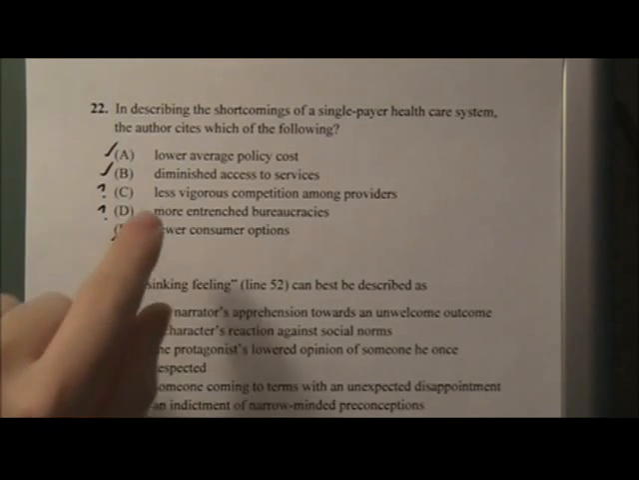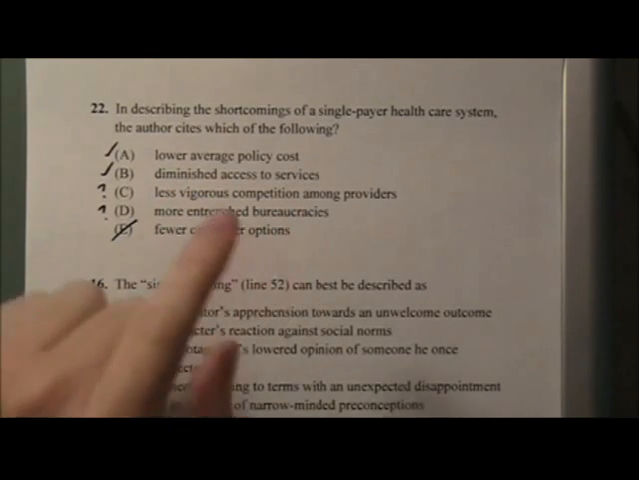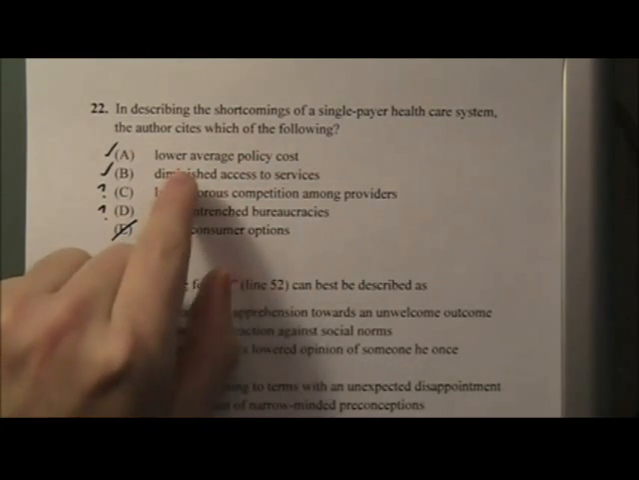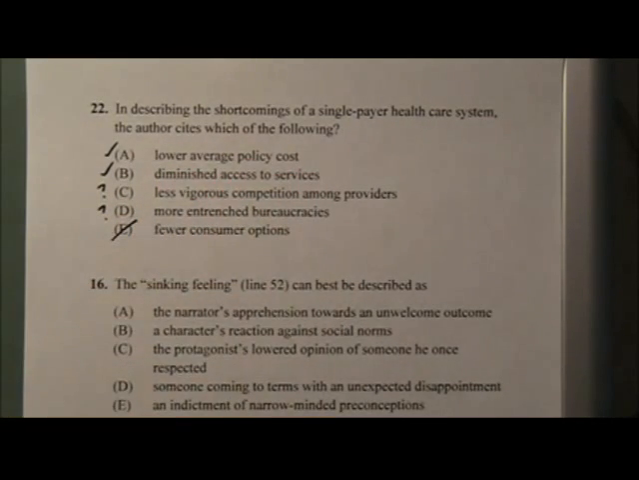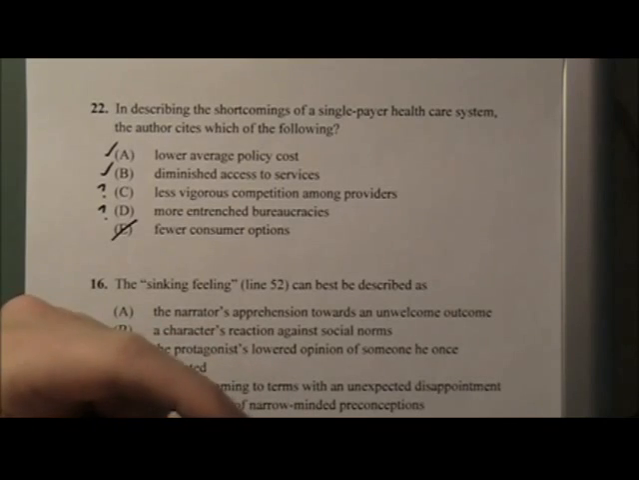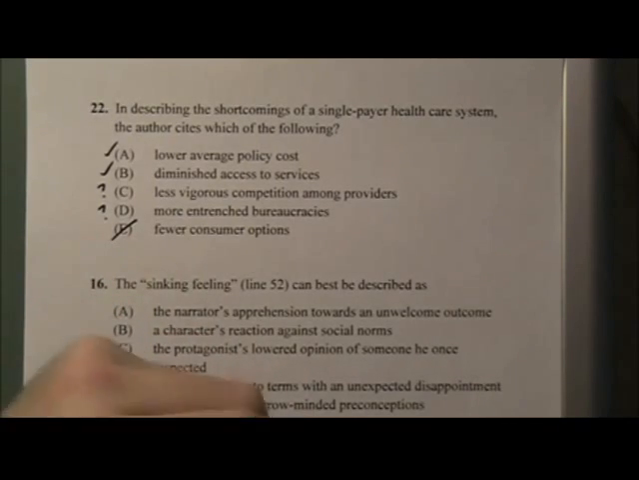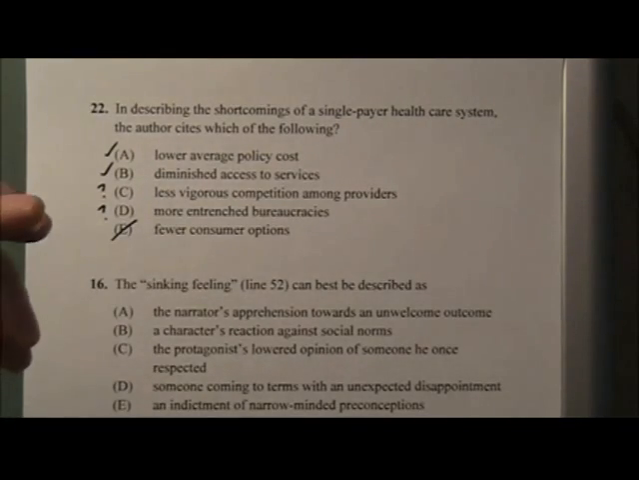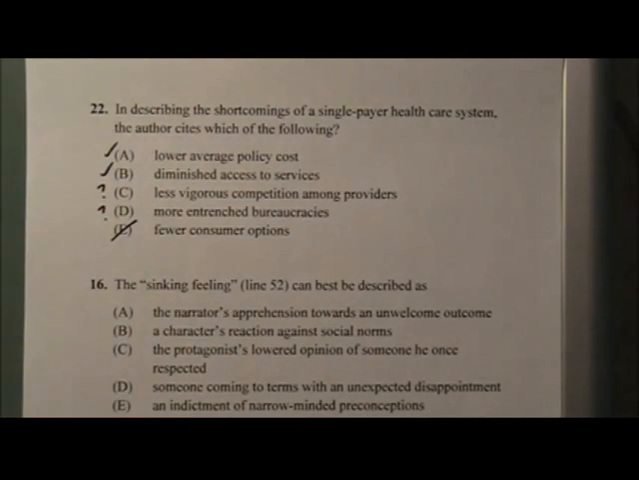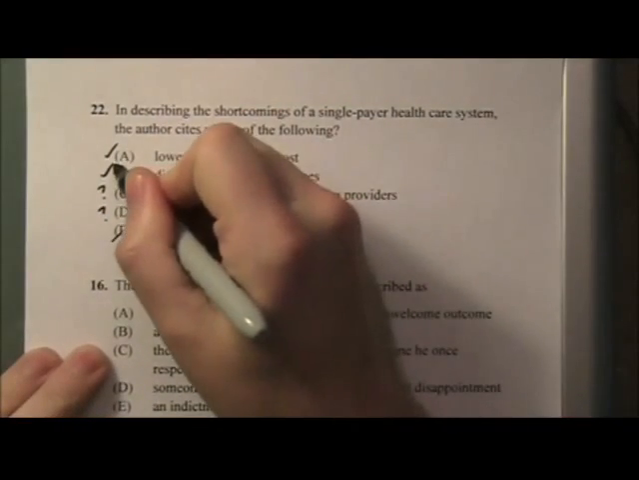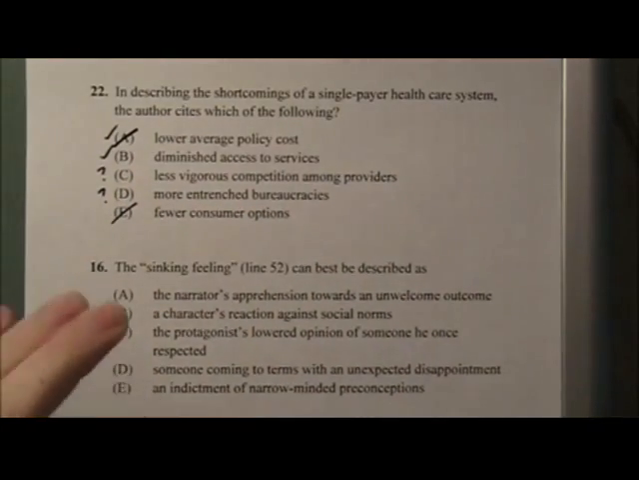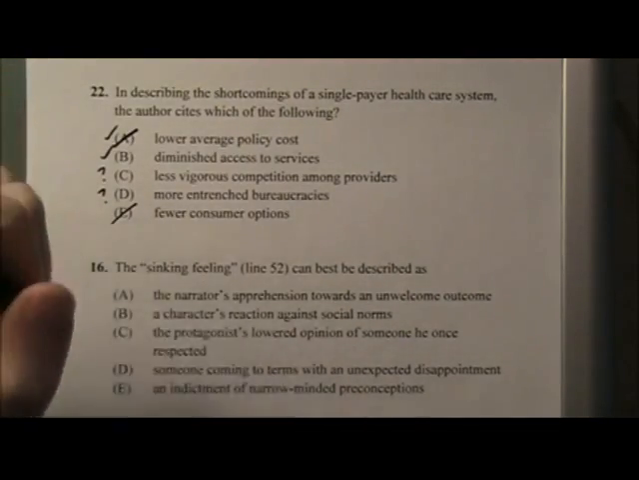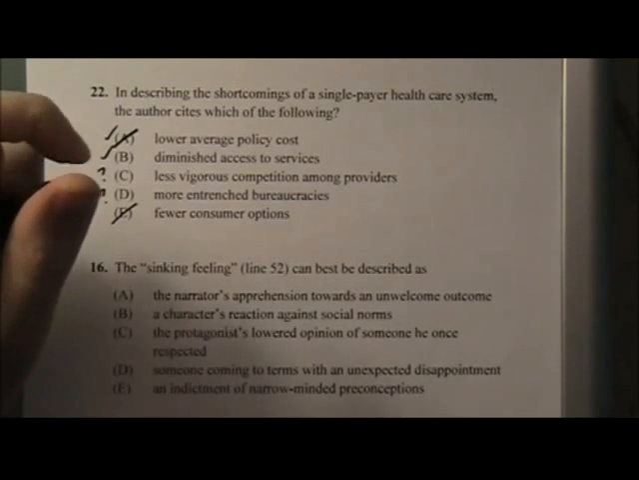So look at this first one. It says lower average policy cost. And while I remember seeing something about costs, this is about lower costs for the consumer, right? So that's actually not a shortcoming, right? That's a good thing. So this is something that's true, and it may even be discussed in the passage, but it doesn't answer the question that's being asked. And that's really important, and that means I'm getting rid of answer choice A. Make sense? Okay, the next one is diminished access to services. All right, I do remember seeing that in there, so I'm going to leave that for now.